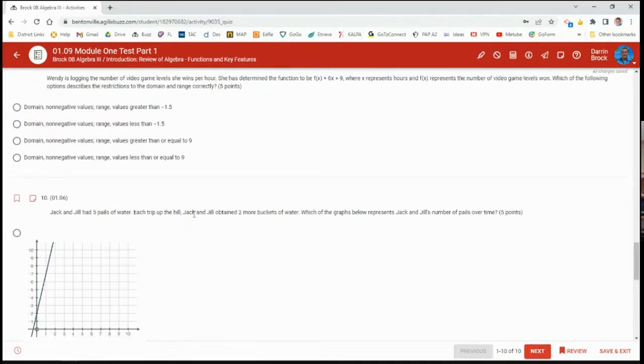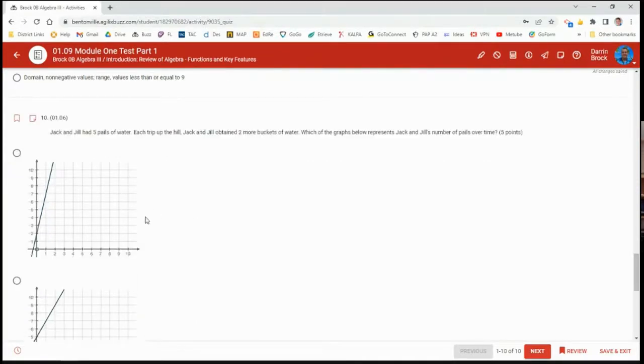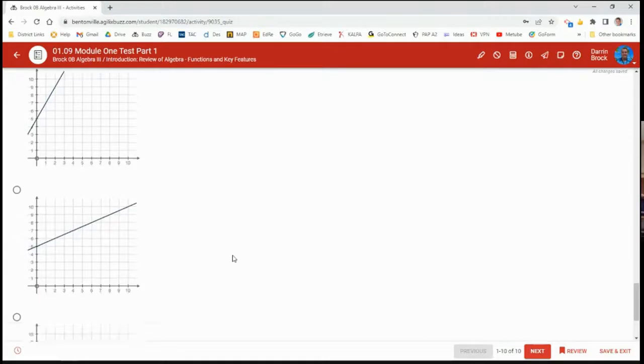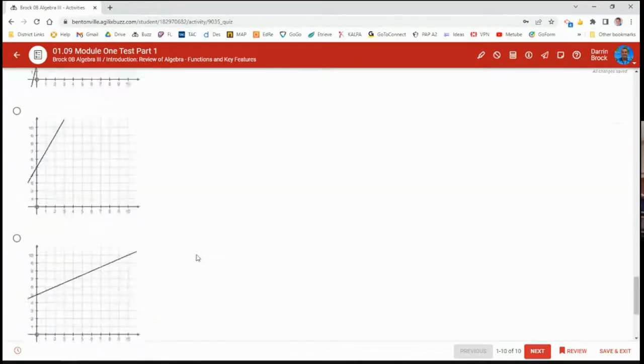Like this last one says Jack and Jill had 5 pails of water. Each trip up the hill, Jack and Jill obtained 2 more. So which of the graphs shows that they start with 5 and add 2 more each time? That ought to be easy enough to look at with slope and y-intercept, right?